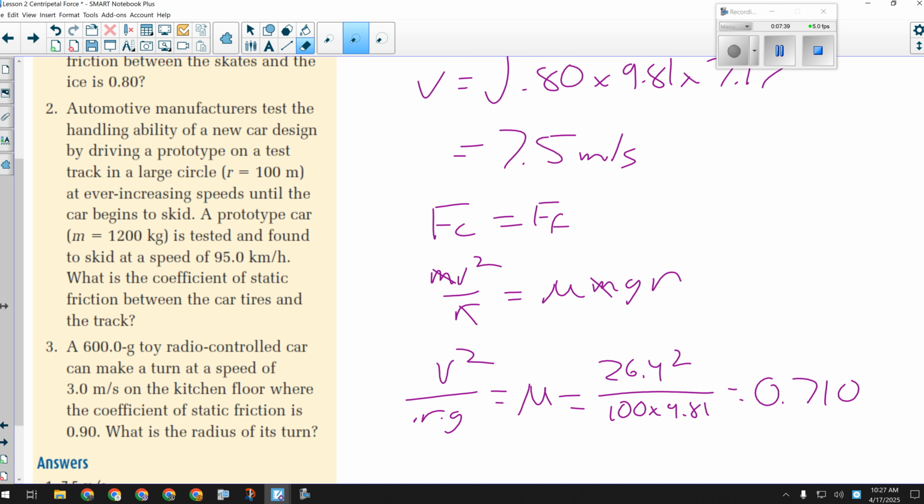Questions there? All right, so are the unbanked curve ones pretty much all the same? Set friction equals centripetal force and off you go.